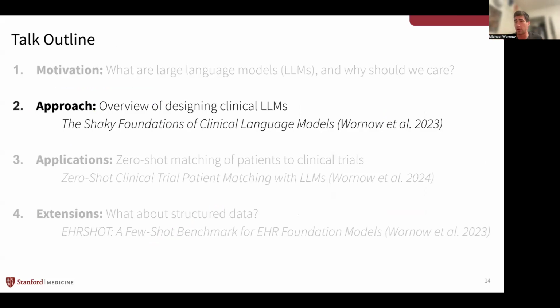Now that I've given an overview of what large language models are and why we should care from the clinical perspective, I'll zoom out a little bit and talk about the overall landscape of people developing these large language models for clinical use cases, and where the field is today, given all the potential that I just spent the last 10 minutes talking to you about.